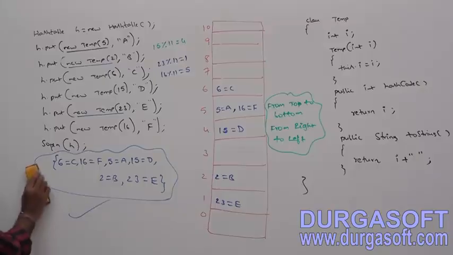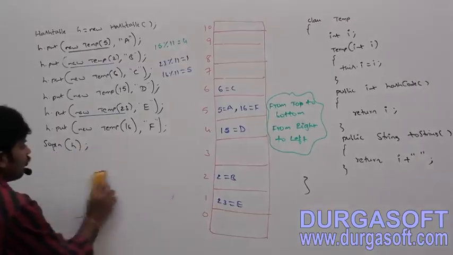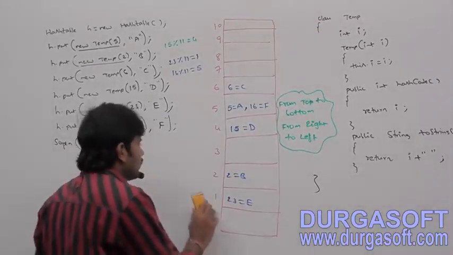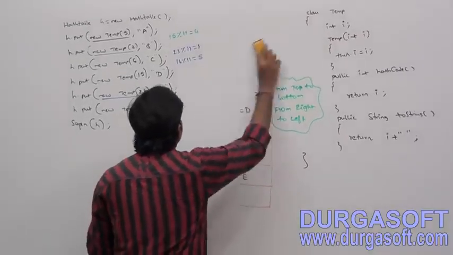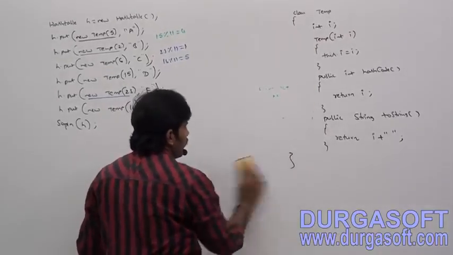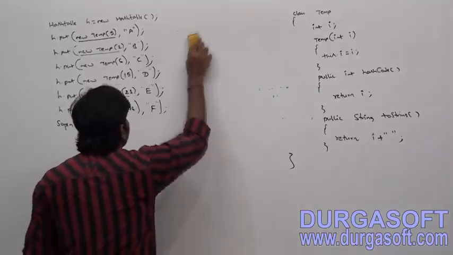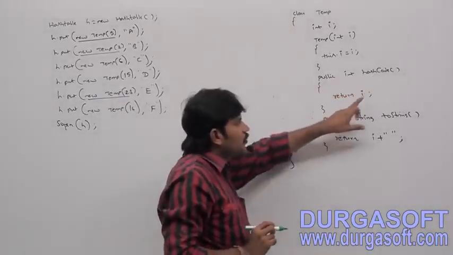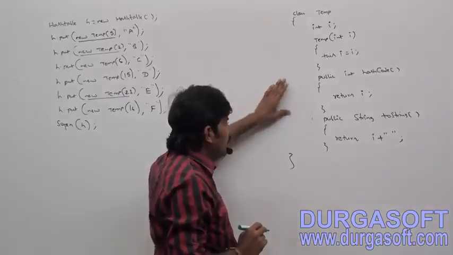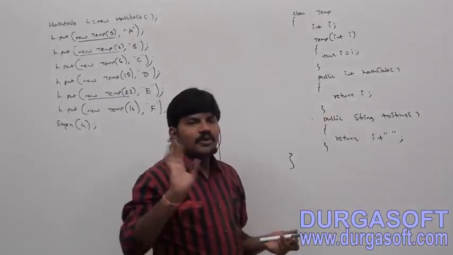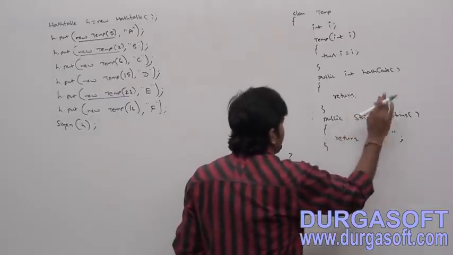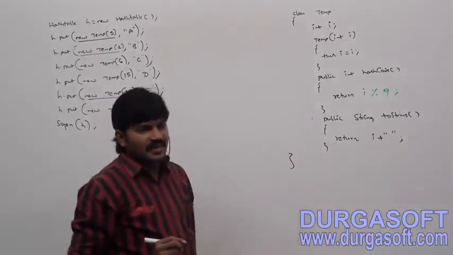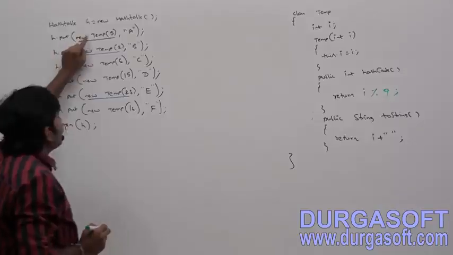Now I want to make a small change to this program. Based on that change, automatically the output by default will be changed. What change do I want to make? Have you observed here? See what the hash code is and how I implemented it. I don't want to return i; I am taking return i % 9. Suppose new Temp of 5.